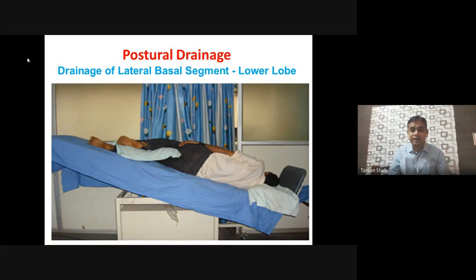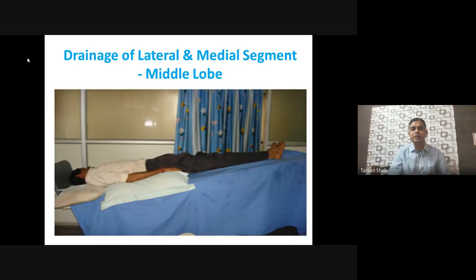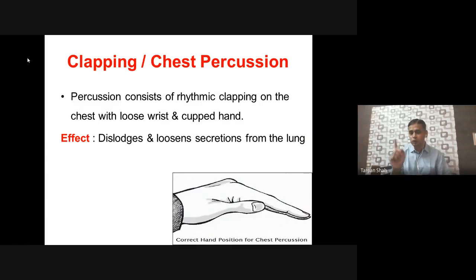And the third variety is with the help of lots of pillows or a pile of newspapers, you can give the postural drainage positioning. This image shows the drainage of the lateral and medial segment in the middle lobe. And what you need to remember, the postural drainage contraindications are very, very important.